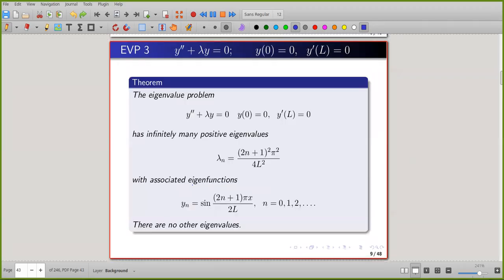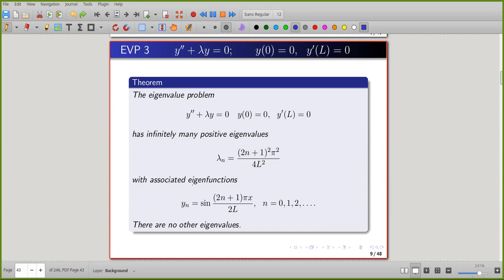Okay, so let's go to the next one. Now we are looking at the third one. Here we have y of 0 is equal to 0 and y prime of L is equal to 0. This has infinitely many positive eigenvalues. So the eigenvalues are these, with associated eigenfunctions, these.